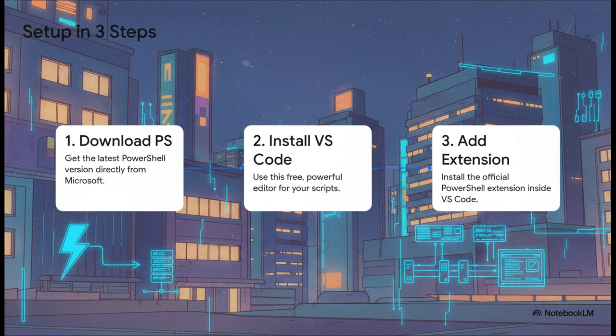First, you'll want to grab the latest version of PowerShell directly from Microsoft. Second, install Visual Studio Code. It's a fantastic, free editor for writing scripts. And last, inside VS Code, you just add the official PowerShell extension. That's it. Boom, you're all set up and ready to go.